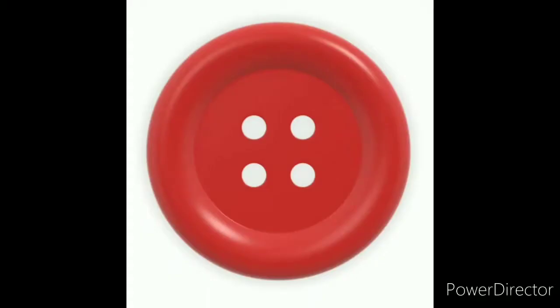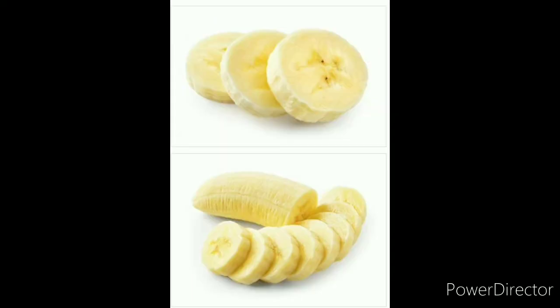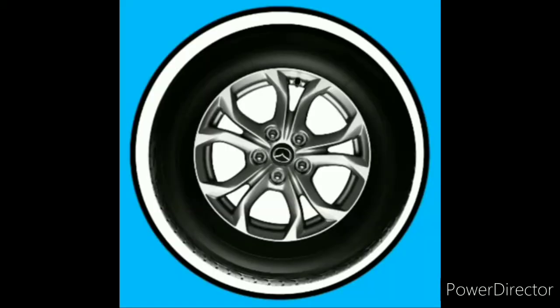This is a button. This is a biscuit. This is a banana cut into round slice. This is a wheel. This is a sun. All these are related to shape circle.